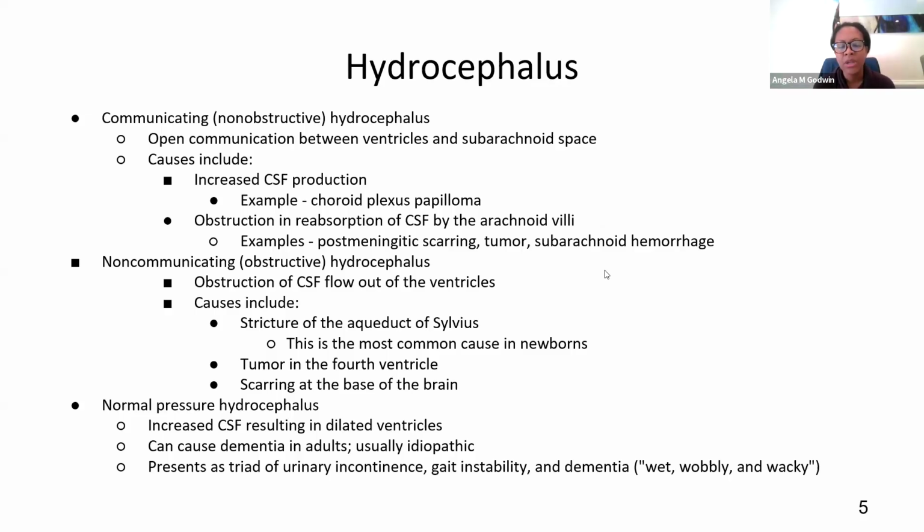The most common cause in newborns is the stricture of the aqueduct of Sylvius. I don't know if you see this with babies with hydrocephalus. Again, this is usually the most common form of hydrocephalus in children. You could also have a tumor in the fourth ventricle. There could be scarring at the base of the brain. But in this case, the fluid is there, but it's not communicating. It's not moving within the spaces. It's stuck within that ventricle itself.